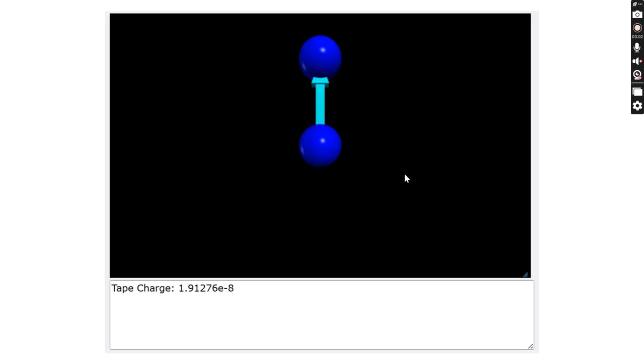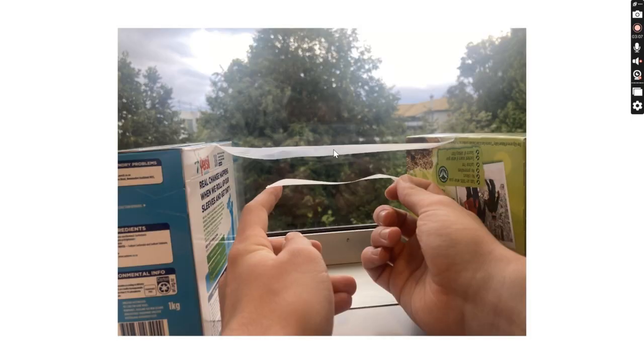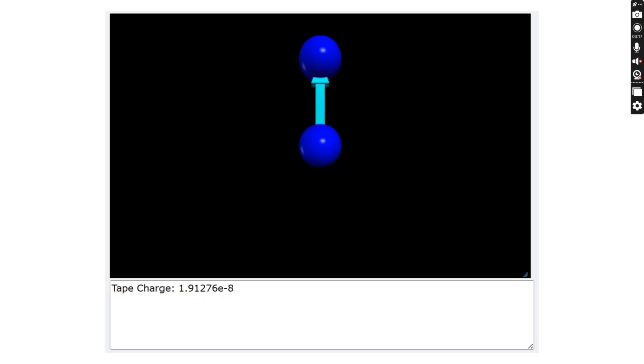Now, one major possible source of error is that the tape, as seen here, was suspended on the ends, so my weight estimate is probably off, and there would be other forces that I'm not accounting for holding the tape up. However, this is still a fairly reasonable approximation.